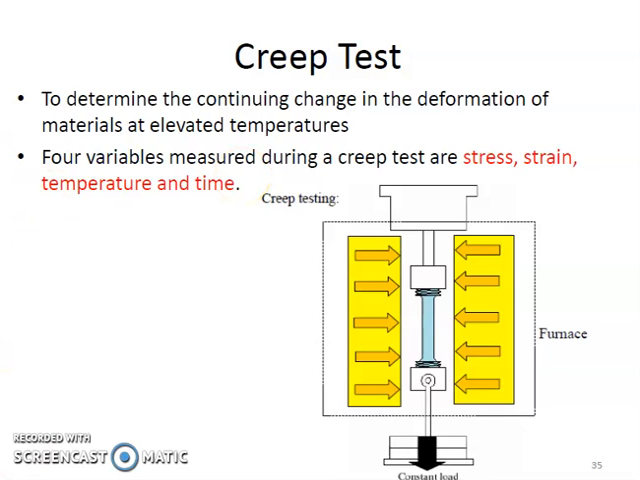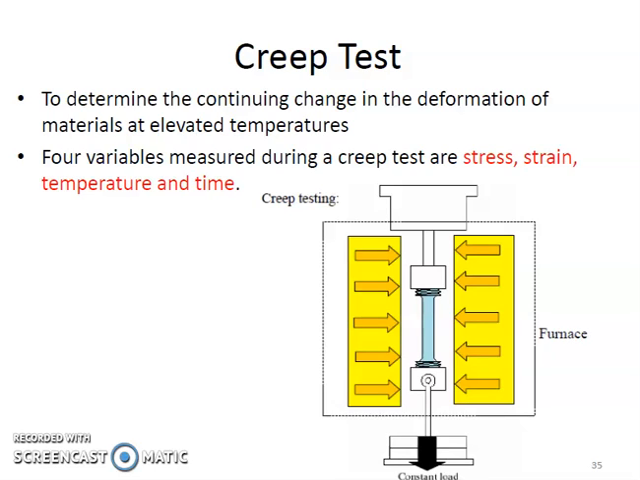Today we are going to see the topic of creep test. What does creep mean? Creep is when we apply a constant load at a particular temperature for a certain time. We apply the constant load to the specimen at a constant temperature, and the time will vary, to determine the continuous change in deformation at elevated temperature.